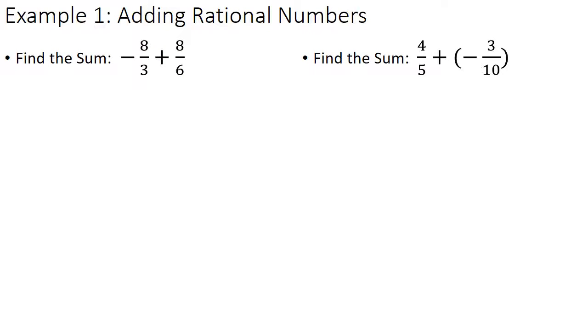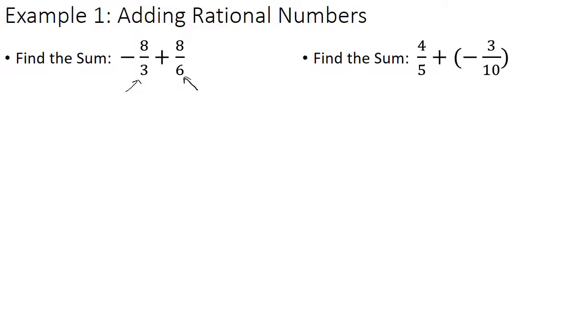Okay, so for example number 1 here, we have adding rational numbers. So we're going to be working with these rational numbers right here. Now, because we are adding fractions, what we need to remember is we need to have the same denominator. So we have a 3 and we have a 6 for our denominators right here. We need to find some number that they can both be turned into so that they are the same.